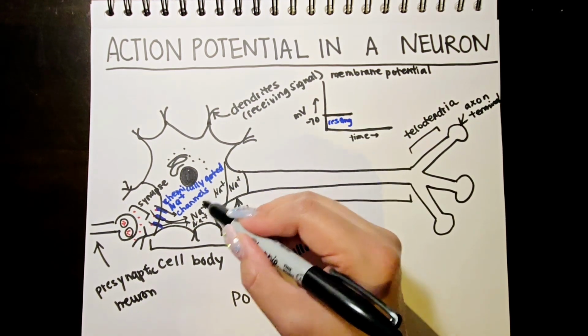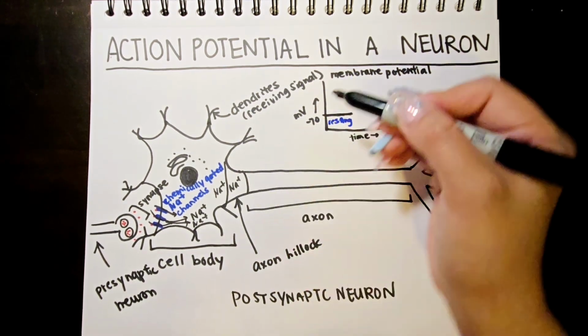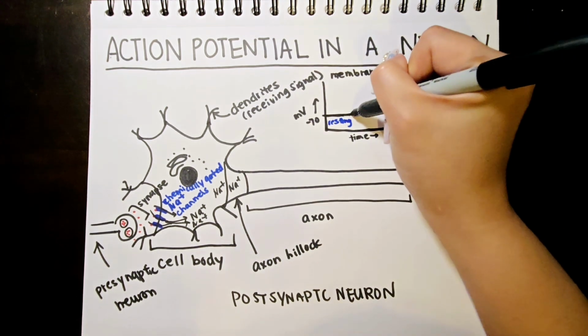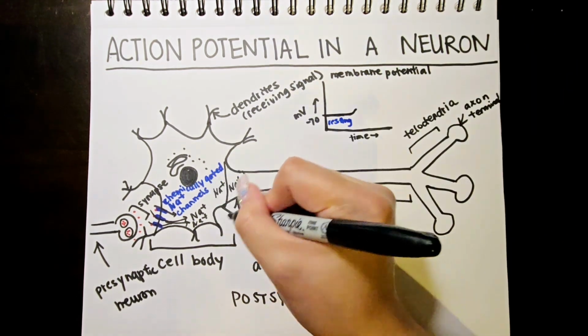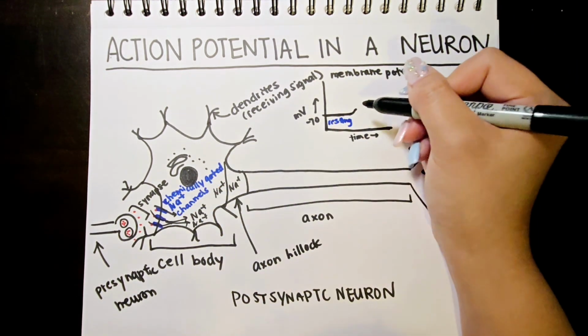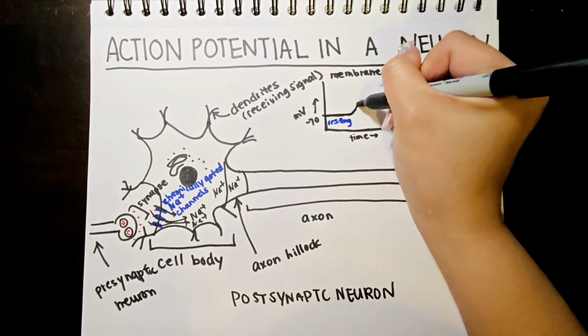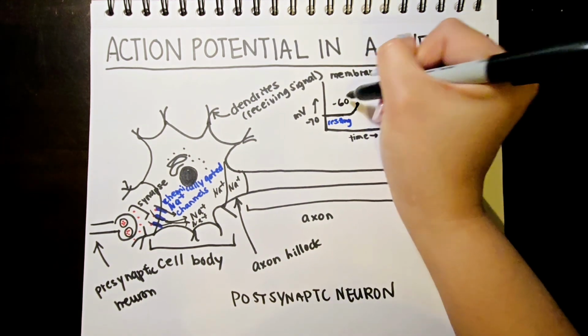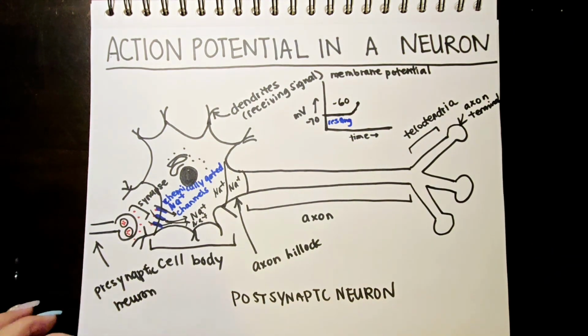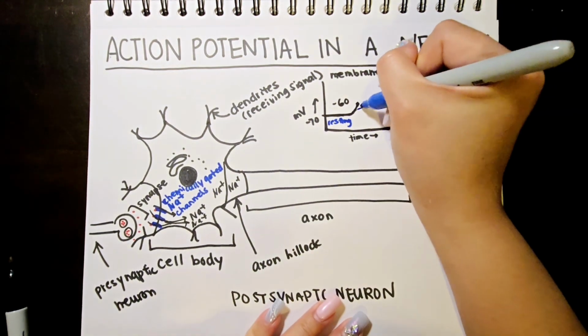but because these are positive charge ions, it will bring the membrane potential higher and higher. The more sodium ions coming in, the higher it will get. Eventually, it will reach a point where we get to -60 millivolts, which is what we call threshold.